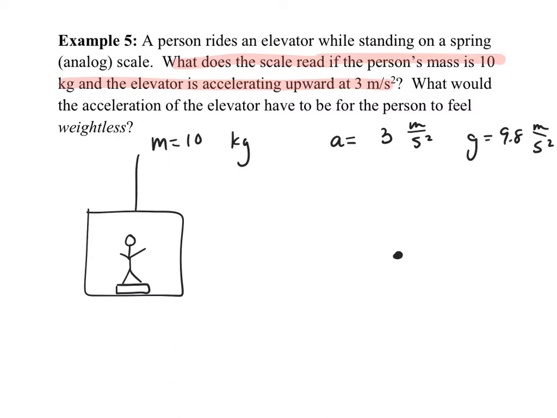So mathematically here, I'm drawing a free body diagram of the person, okay, of the person. Not the scale, not the elevator, but the person. Now, what acts down is the person's weight, and that always acts down.